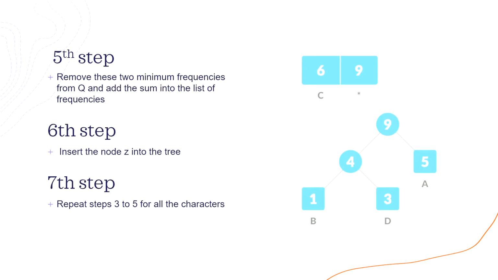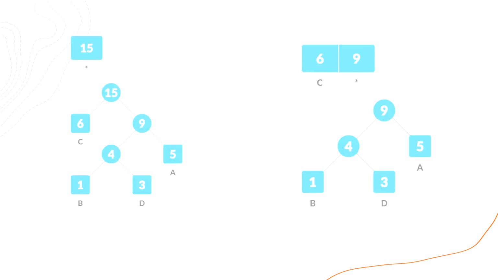In the fifth step, remove these two minimum frequencies from Q and add the sum into the list of frequencies. In the sixth step, insert the node Z into the tree. In the seventh step, we have to repeat steps 3 to 5 for all the characters, and in this way the given string is encoded in the form of a tree. These two images show how the tree is formed.